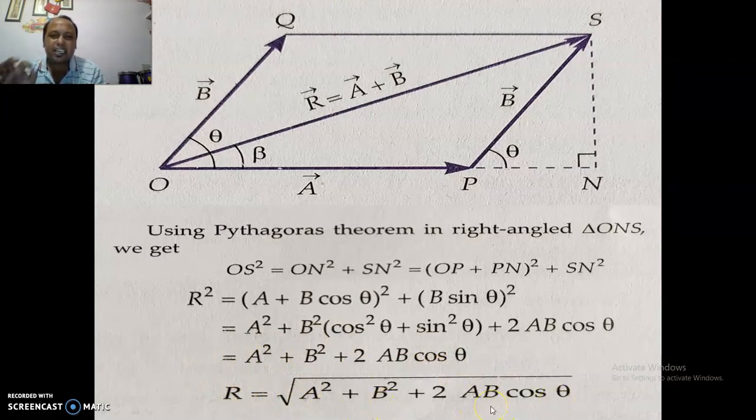This is exactly the same relation which we obtained in the analytical treatment in the triangle law of vector addition. So you should understand that whether we are using the triangle law of vector addition or the parallelogram law of vector addition, the magnitude of the resultant will be given by the same formula, that is root over A square plus B square plus 2AB cos theta. And this is a very, very important formula because it will be used all the time in higher studies also. So you need to understand and remember that very properly.